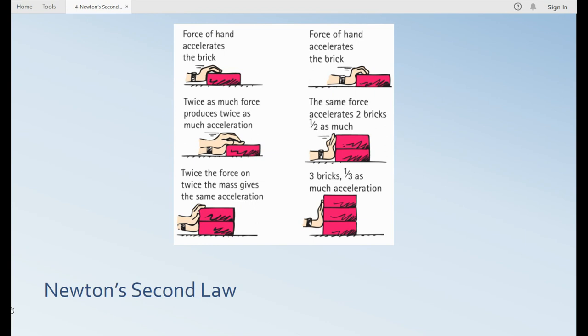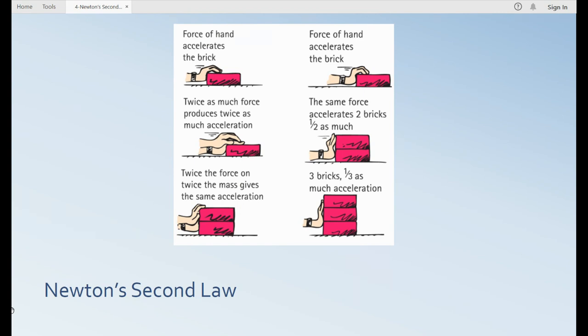Over here on the right in the second picture, if we have the same force, one hand of force, but we add a second brick, now we're only going to accelerate half as much because we have the same force but twice the mass. At the bottom, we again have two hands of force, but we're doubling the mass. So now we have two hands of force on two mass, and we basically have the same acceleration as we do in the top left picture with one hand of force on one brick.